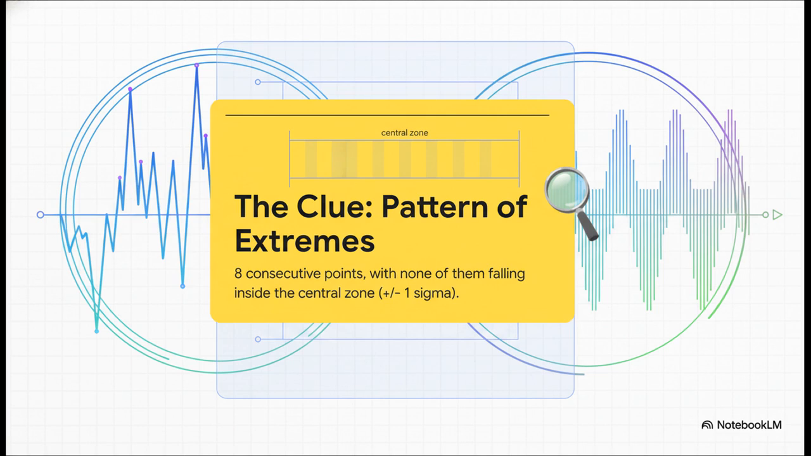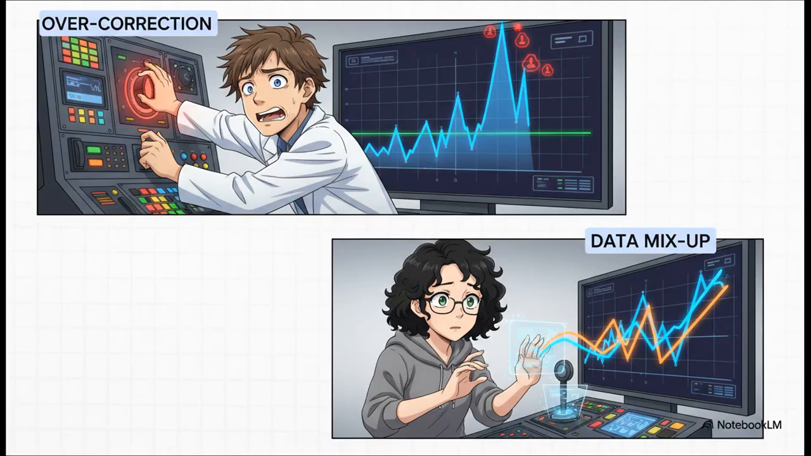It's like the data is allergic to the average. It jumps from way up high to way down low, but it refuses to just settle down in the middle. This is a massive red flag. Something is definitely up. So who's the culprit?